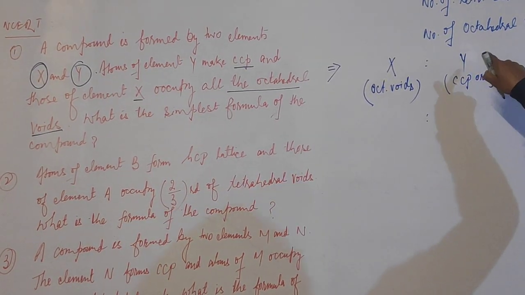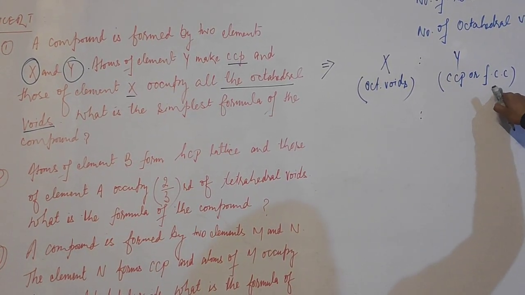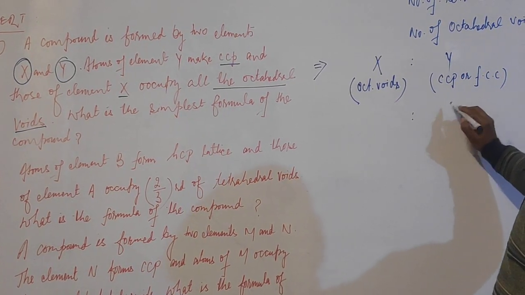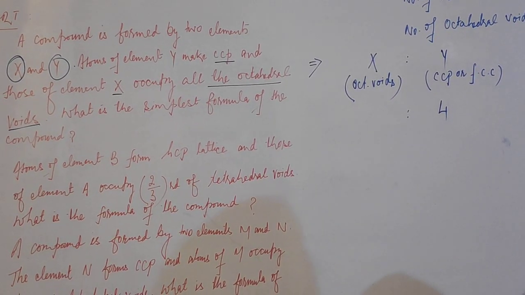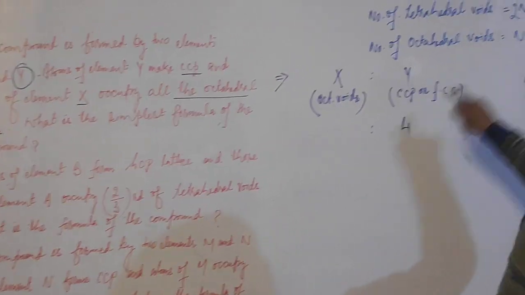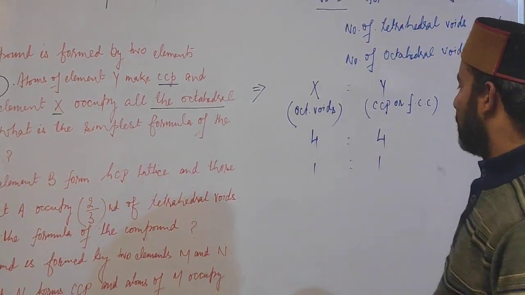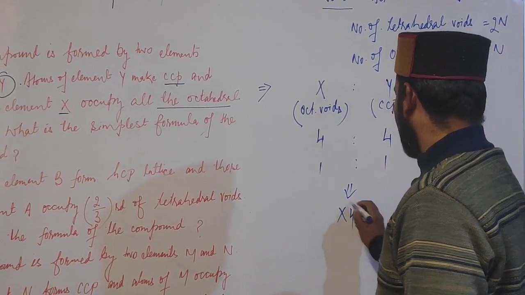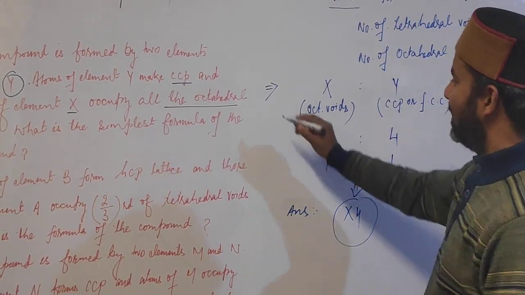So students, since Y atoms adopt CCP or FCC lattice, we know that in FCC lattice per unit cell we have how many atoms? 4. So we have 4 atoms of Y in 1 unit cell. So n we have what? 4. Octahedral voids we have n, that means 4. So when we simplify this, we get 1 is to 1. So the formula from this is XY. So students, the answer to question 1 is XY.